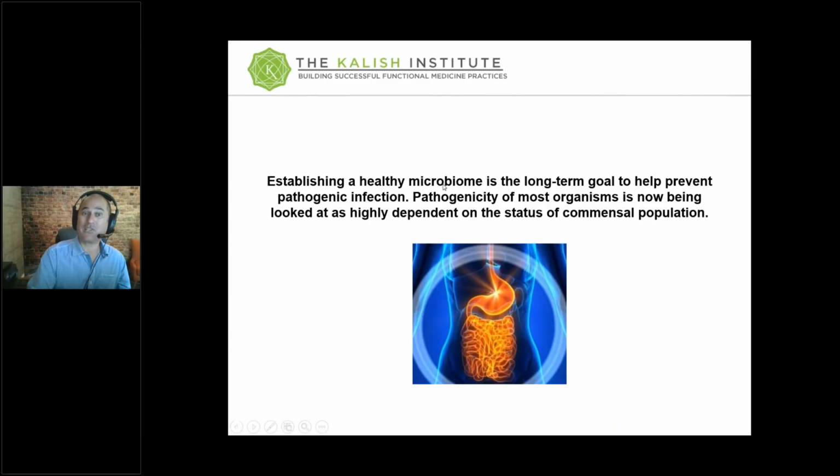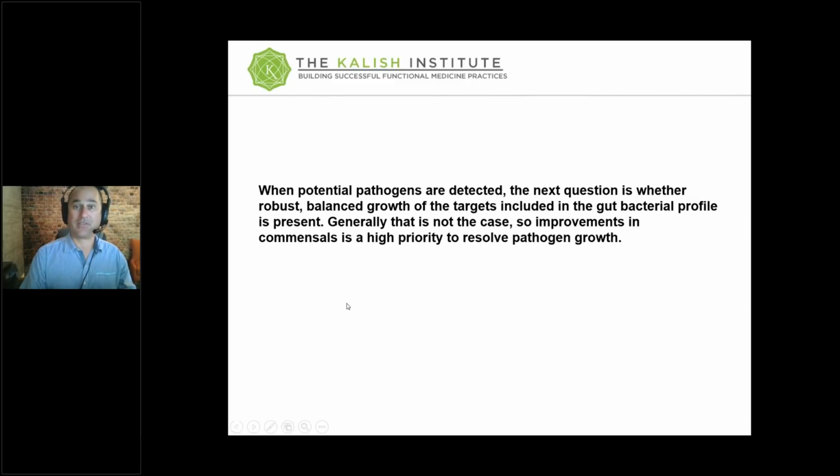Okay, and again, establishing a healthy microbiome is the long-term goal to help prevent pathogen infections. Pathogenicity of most organisms is now being looked at as highly dependent on the state or the status of the commensal population. Okay, and so you want to do this in stages. You want to figure out the complete picture of the pathogens, the complete picture of the commensals, and start to make a go of it that way, okay?